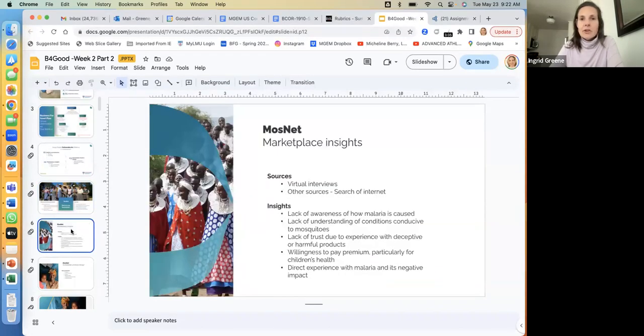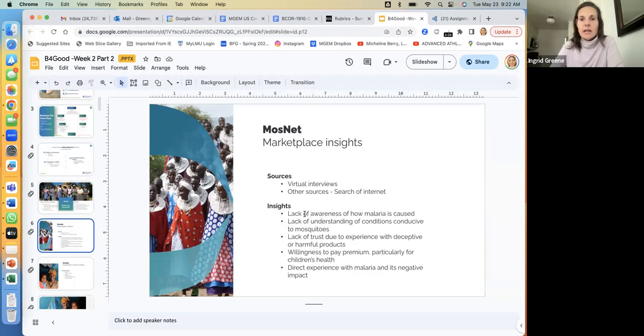Then you have your second piece of your deliverable, the marketplace insights. Again, one piece of it is going to be your sources. This can be your virtual interviews. This can be internet searches. Maybe this will still be the photos and the videos that we went through in class or that are posted on Brightspace. What did you find? What were your insights? We want to find the results of your research.